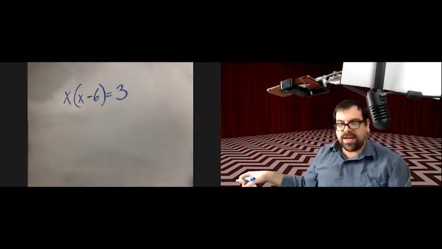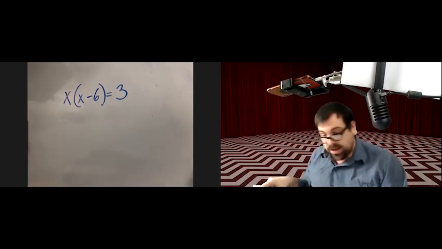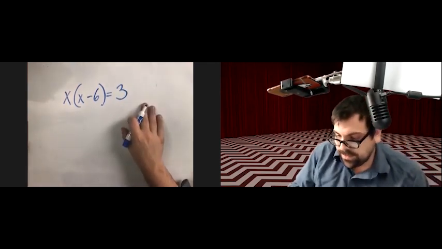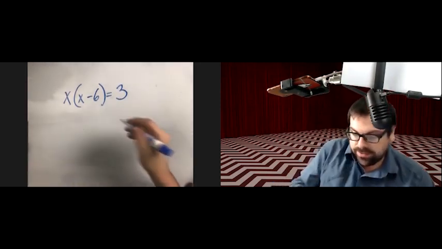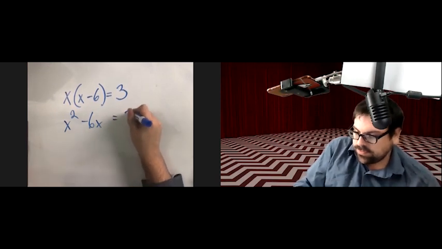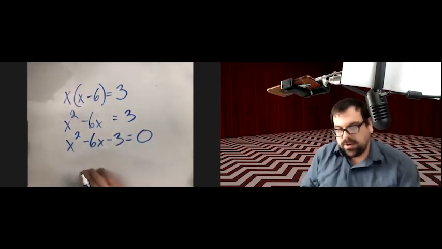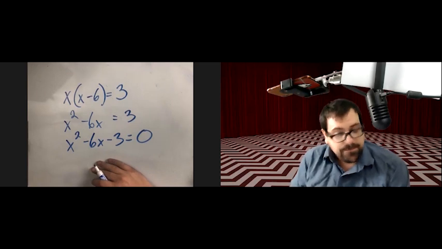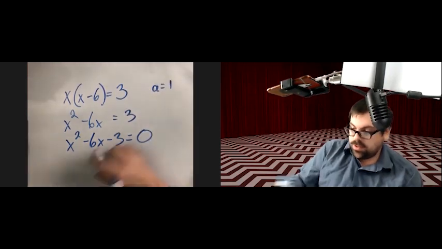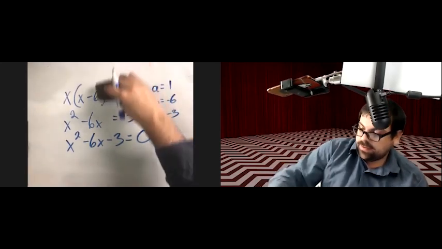Let's solve this one. X times x minus 6 equals 3. We can't factor straight off because it's not equal to 0. So let's get everything on one side, 0 on the other. X squared minus 6x equals 3. X squared minus 6x minus 3 equals 0. We couldn't factor this if we tried. So quadratic formula, A is 1, B is -6, C is -3.